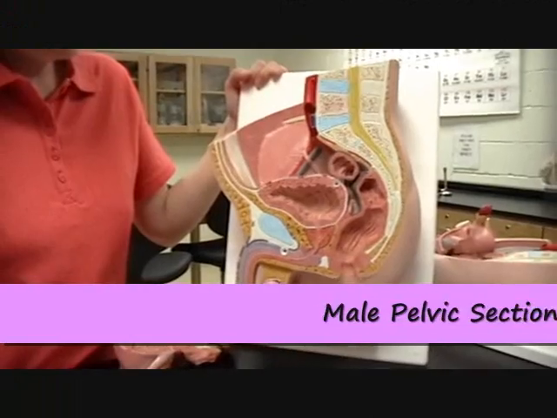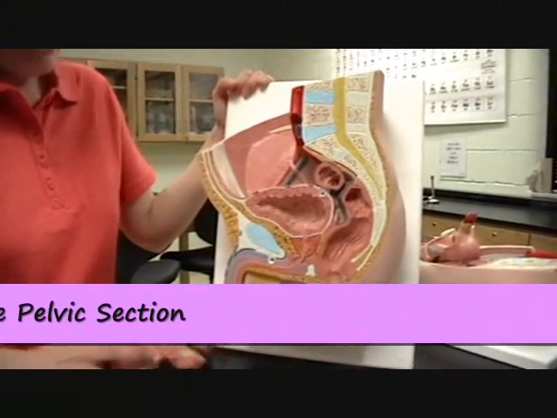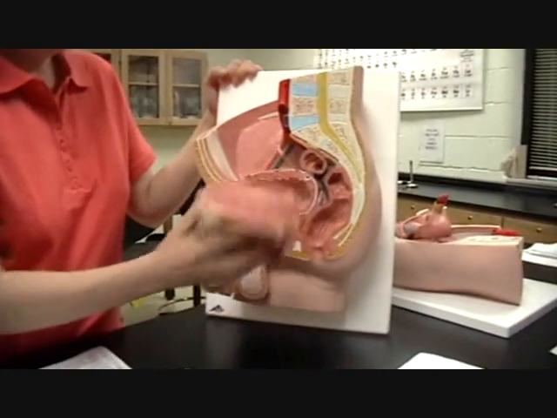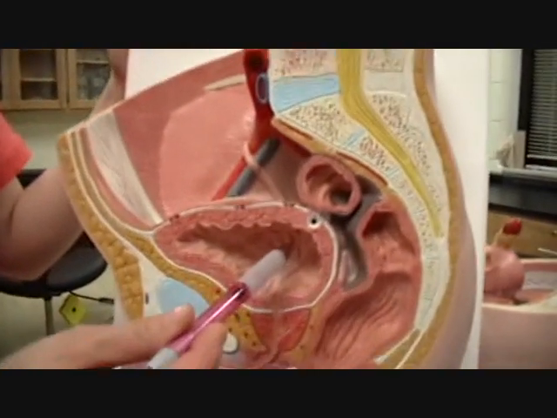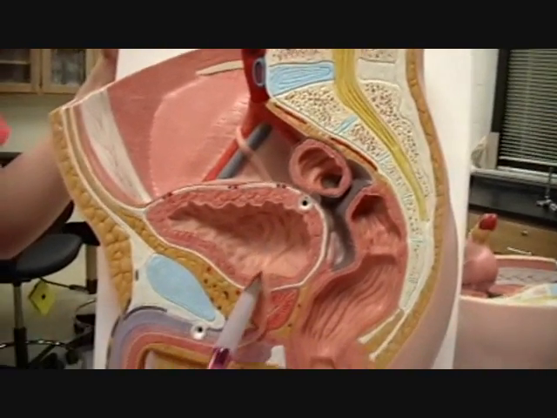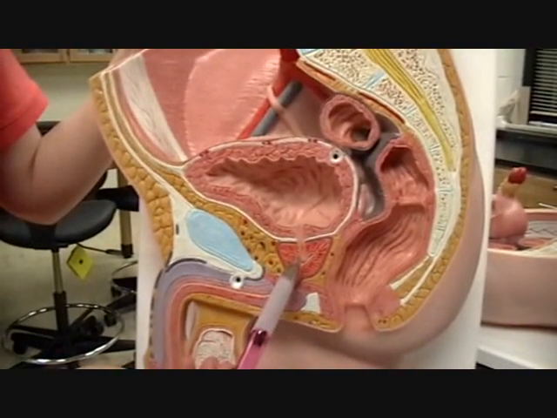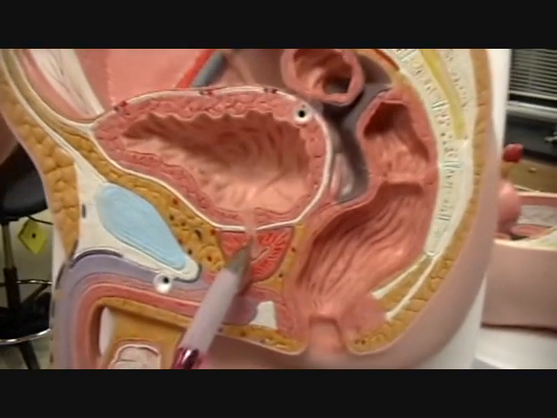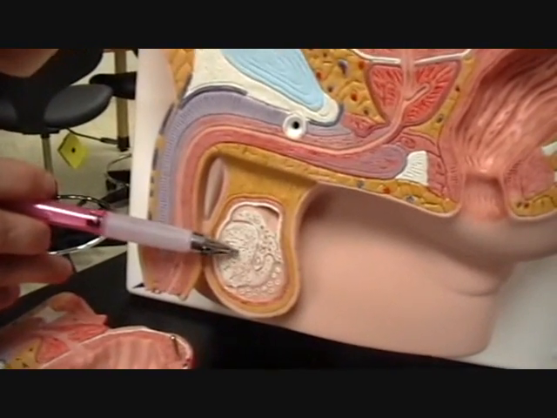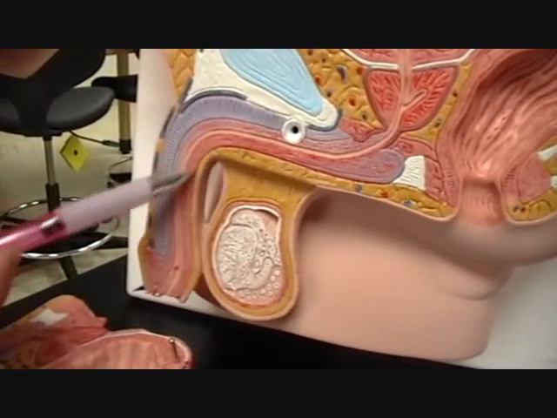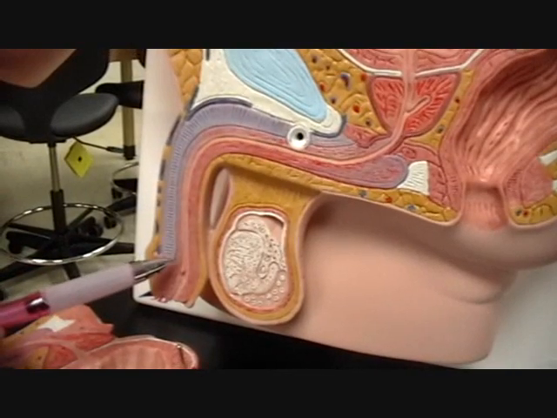Okay, this is the male anatomy. I've taken this off, so this is the internal structures. This is the fundus of the bladder. This is the internal urethral orifice. This is the testes, this white portion here. This is the spongy body of the penis.